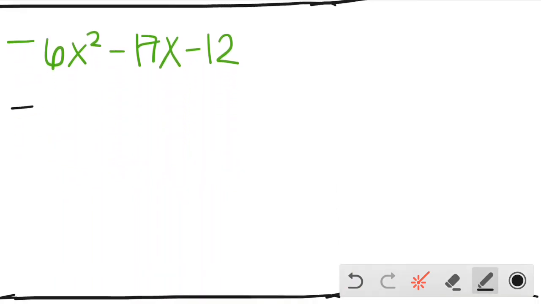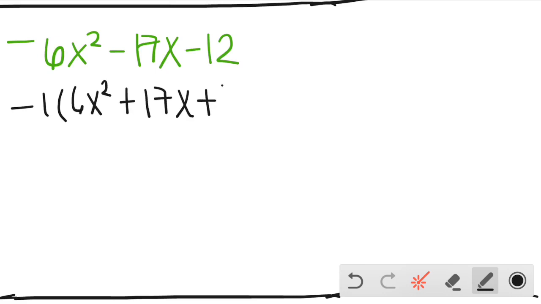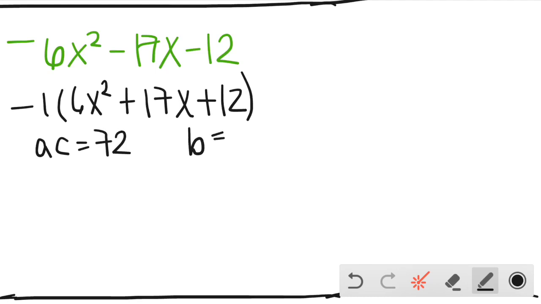Moving on, another example with a negative. Once again, factor out the -1 value. You don't really need to write the 1, but if you prefer to do so, feel free. Changing our signs for every single term, here we go. So, considering that our leading coefficient is 6, let's go ahead and find the factors. A times C will produce a 72, and B is a 17.